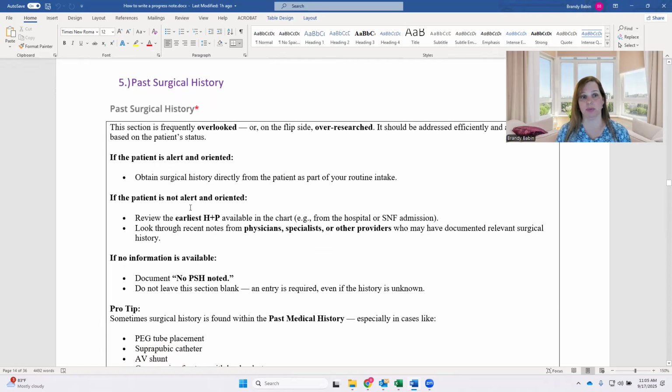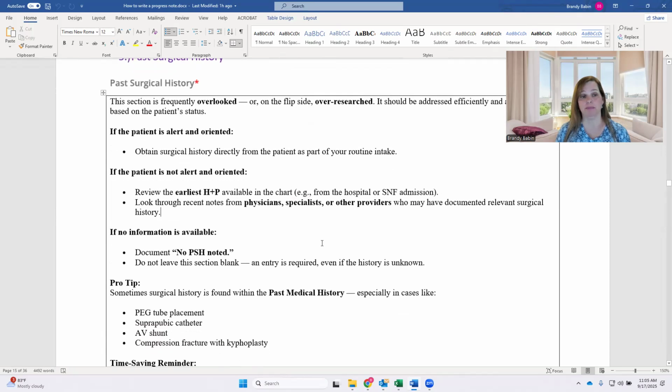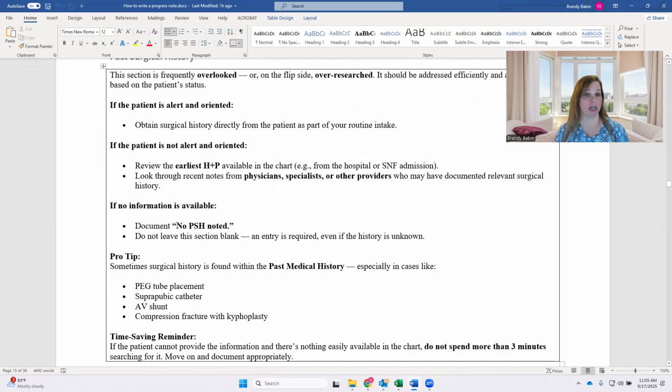They're thinking of orthopedic surgeries, and no, they don't remember any of those things that happened years and years ago. So ask them specifically. If they're not alert and oriented, go back through the history, spend a couple of minutes looking at the earliest H&P from the hospital, maybe the last physician's note, maybe a specialist. Sometimes psych is really good on this. Sometimes they're not, maybe pain management. If there's no information available, the patient can't communicate with you, and you can't find this information out, you can write no past surgical history noted. That doesn't mean they don't have past surgical history. It just means that it's not noted here in the chart. Don't leave this section blank.